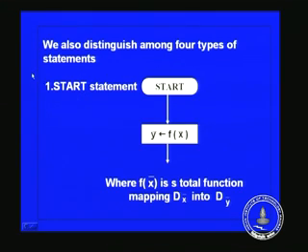Now, we shall consider simple program statements. We distinguish between four types of statements. The start statement is: start, and then y bar is assigned f of x bar, that is, the program variables are assigned some values from the input variables, where f of x bar is a total function mapping Dx bar into Dy bar. So, initially you start with a small assignment statement where y bar is assigned some values depending upon the x bar, which are the input variables.